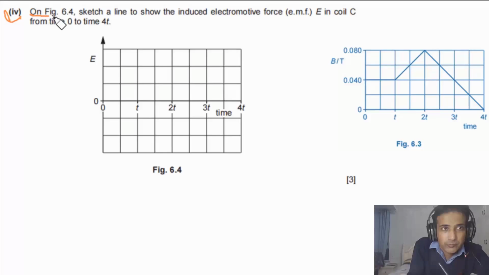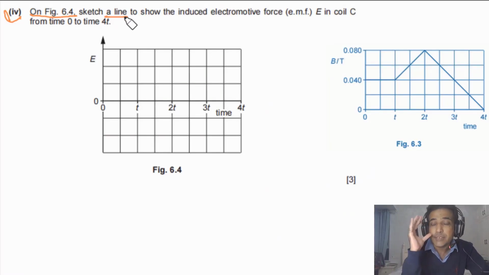Part 4 says on figure 6.4, sketch a line. Sketch a line doesn't mean that you need to sketch a line. It means you need to sketch a graph. So don't get confused with this language. Sketch a line means sketch a graph. It can be a curve, it can be a straight line.